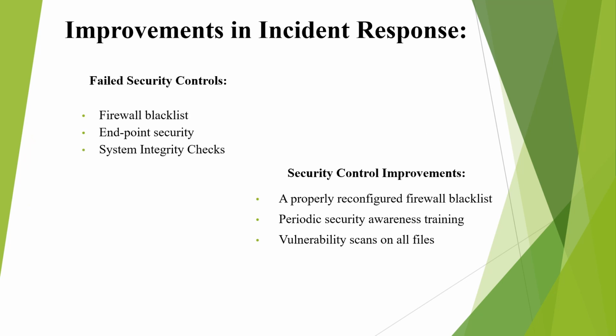It was established after the incident had been contained and eradicated that a few failed security controls led to the Reventon malware infecting endpoints. Those failed security controls are firewall blacklists, endpoint security, and system integrity checks. In order to improve the organization's security and avoid future attacks, the organization should have properly reconfigured a firewall blacklist, implement periodic security awareness training, and conduct vulnerability scans on all files.